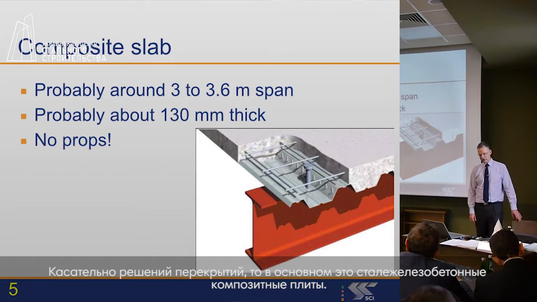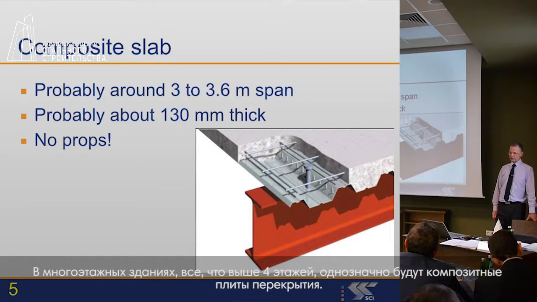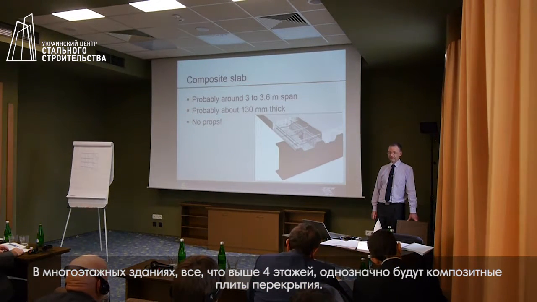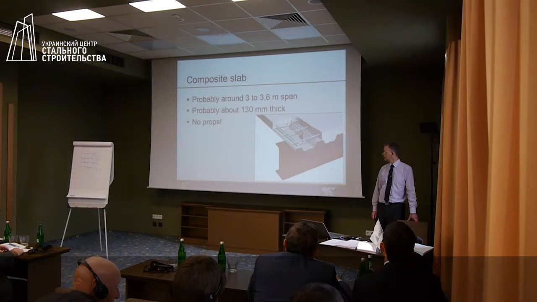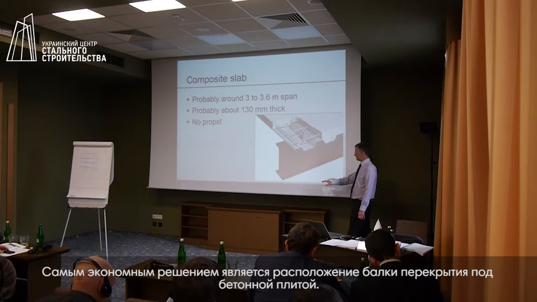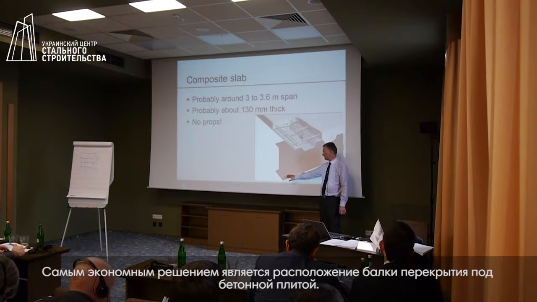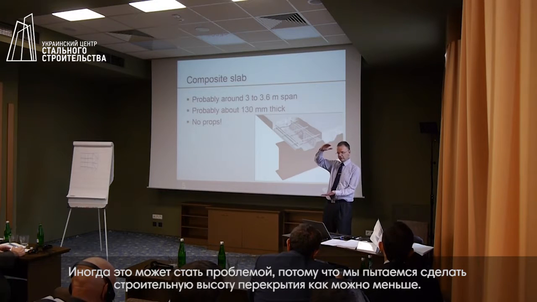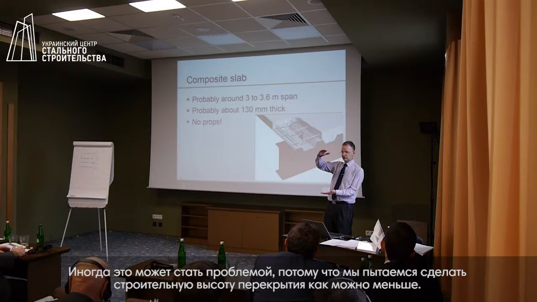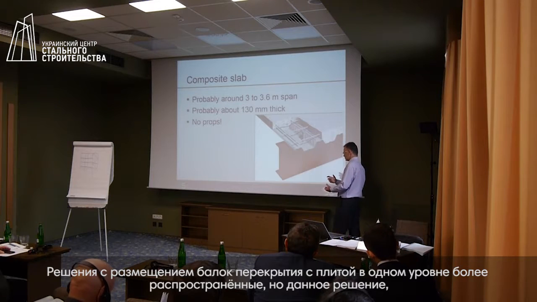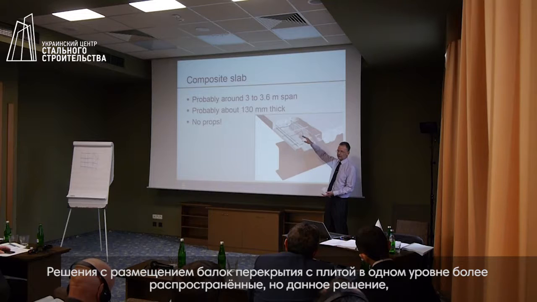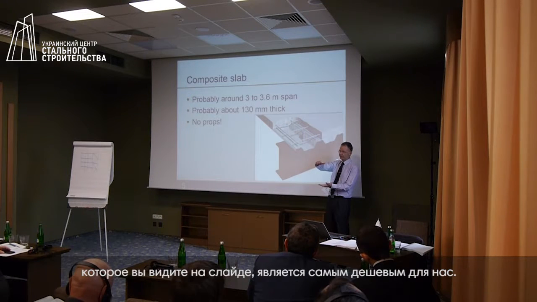The floor solution is almost always going to be composite. If it's a multi-storey building, anything over 4 stories, it's certain to be composite. The cheapest solution for us would be a beam sitting down below the concrete slab, but that can be quite difficult because we are trying to maintain a minimum construction depth. So some of the solutions in the UK have this steel beam embedded in the concrete deck to try and minimise that overall depth. But this would, for us, be the cheapest solution.